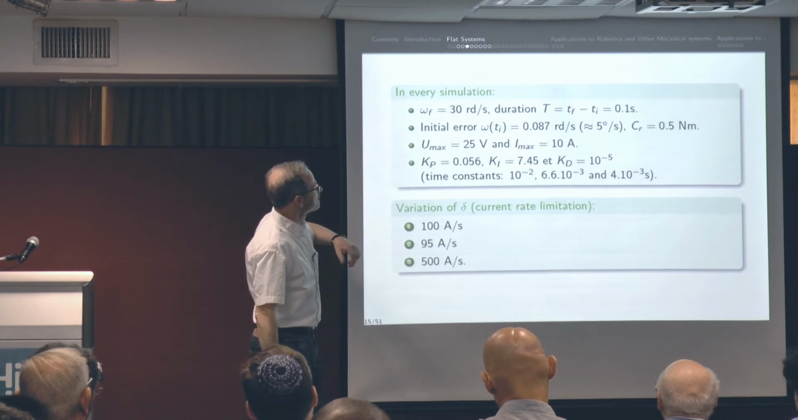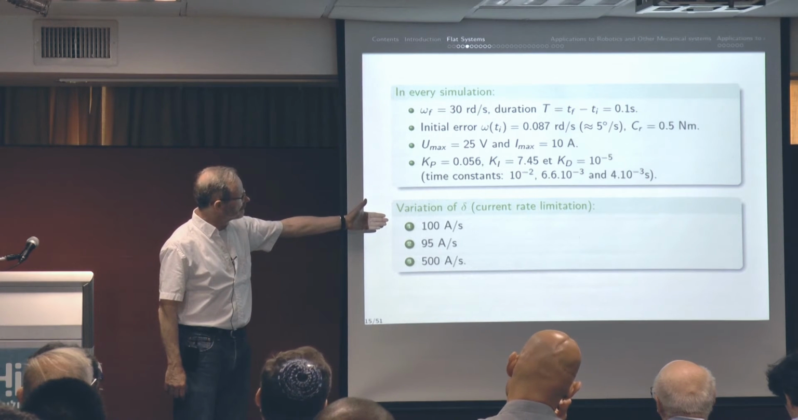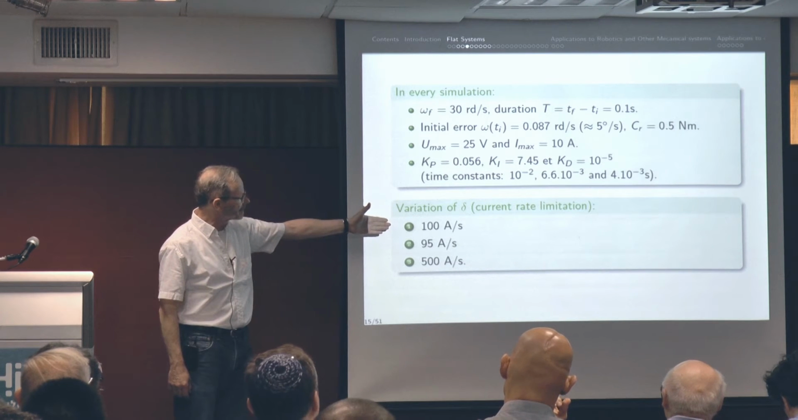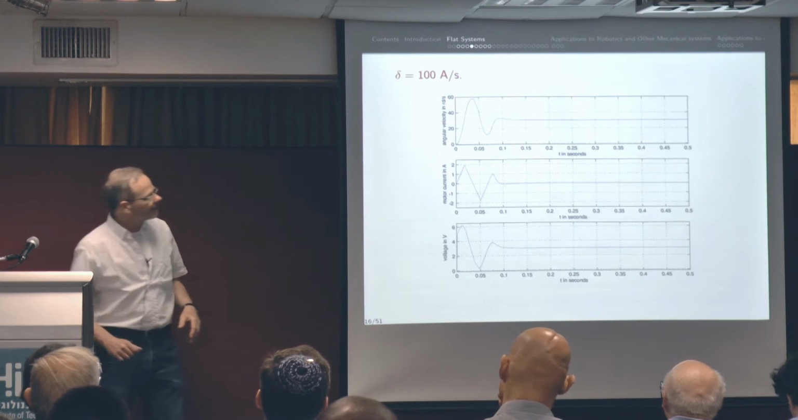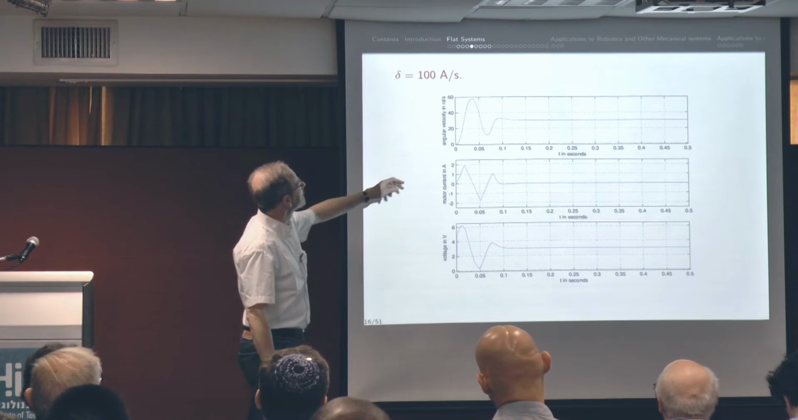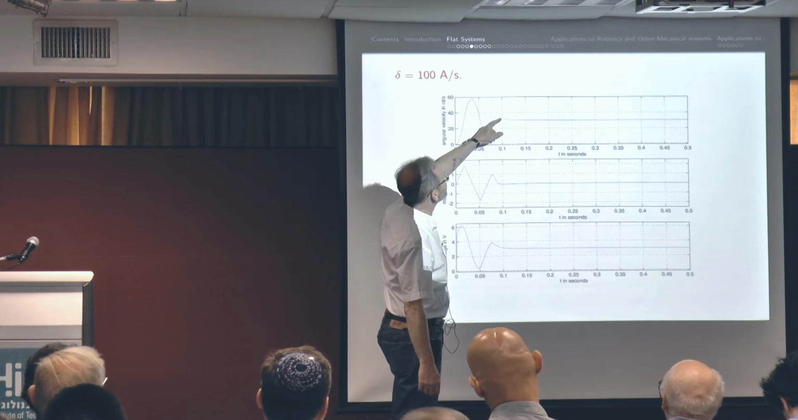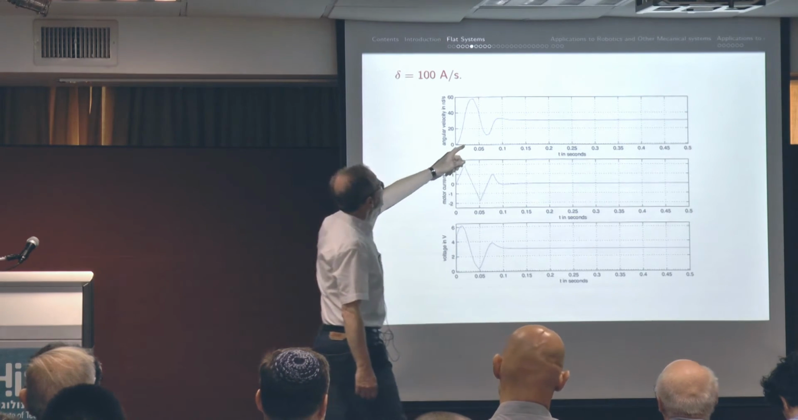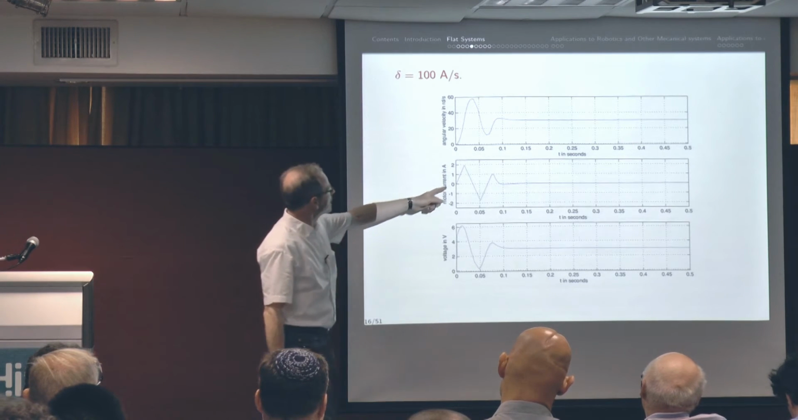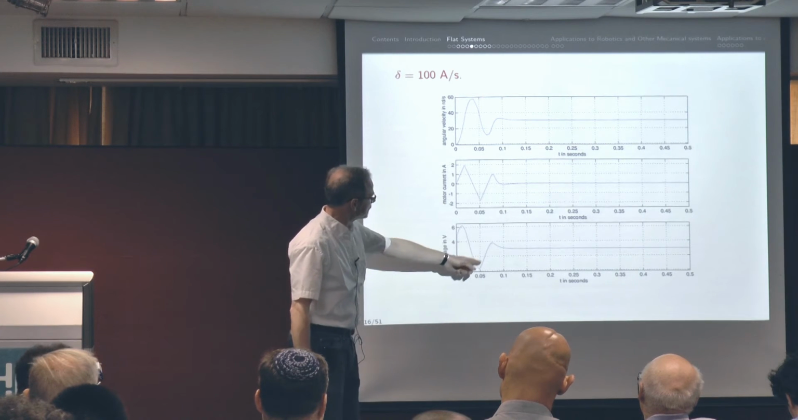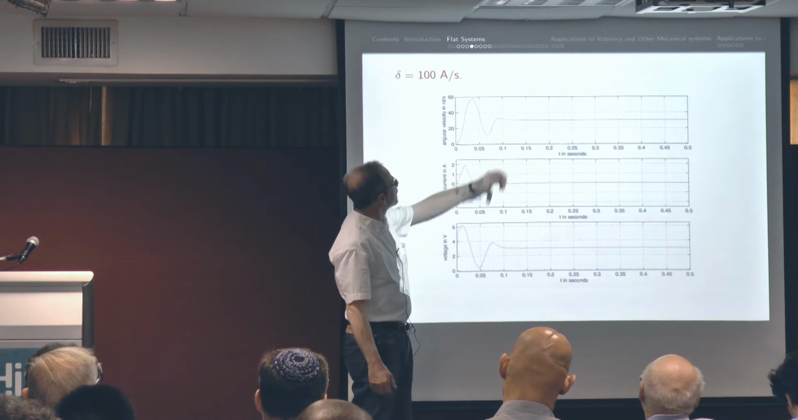These are the gains that have been chosen. We'll give the design for delta equals 100 amperes per second, 95 amperes per second, and 500. So it's quite a large range. And for 100, you get the following behavior. First, you saturate, and then you oscillate before reaching the omega f objective, and this is the current showing that you saturate, and this is the voltage. But you can achieve what you want, and you arrive at omega f approximately at 0.1 second.